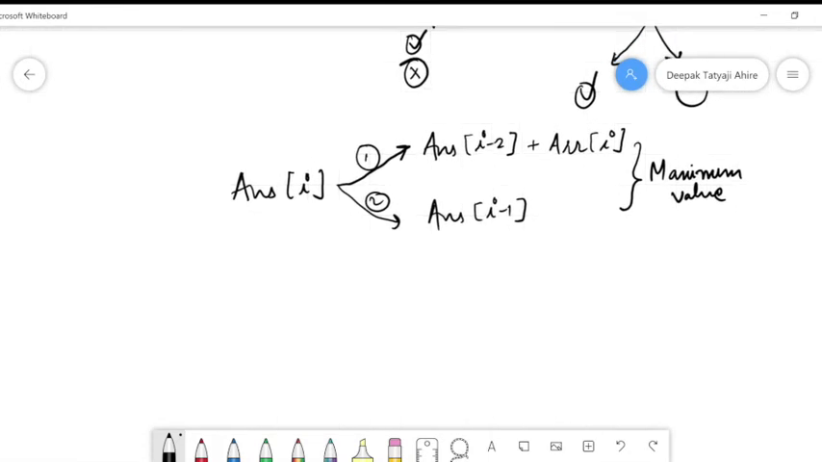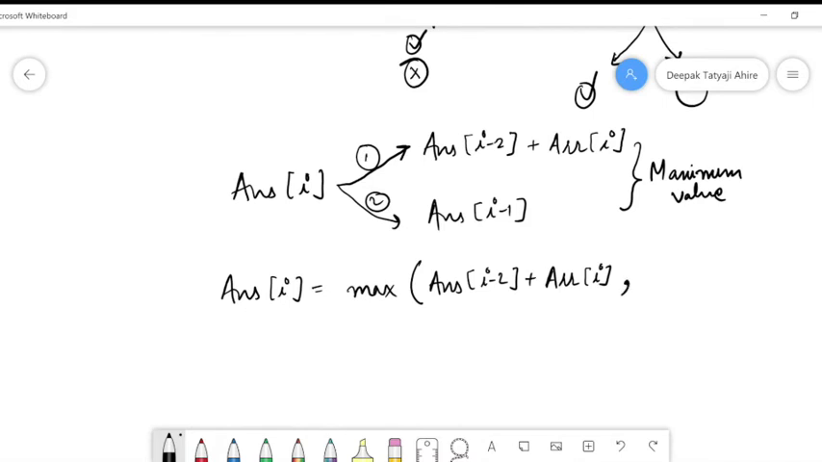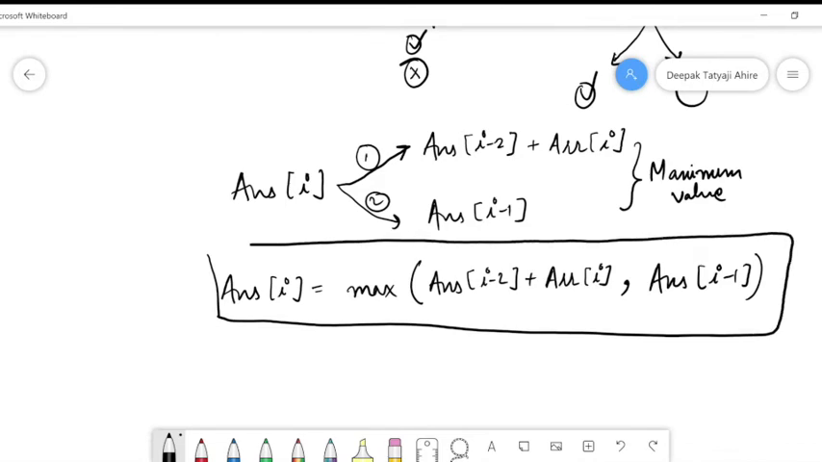So here, what I can conclude about the answer at the index I is, it will be the maximum of the answer at I minus 2th index plus the value at the ith index, and the answer at the I minus 1th index. So this becomes my recurrence relation for this problem. And now let's see further how we can code this solution.